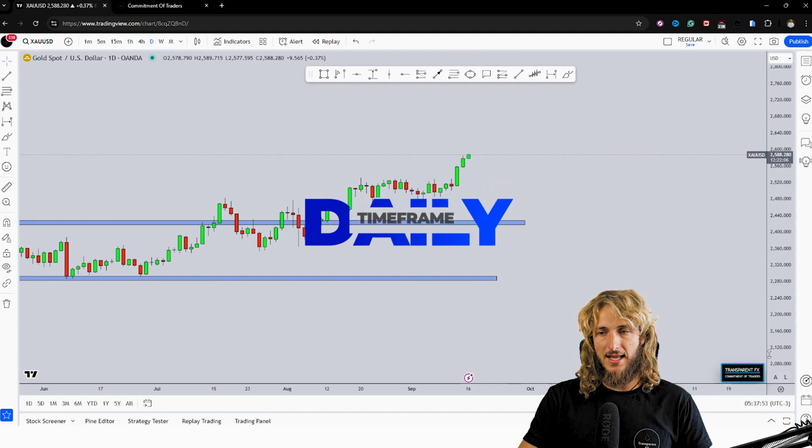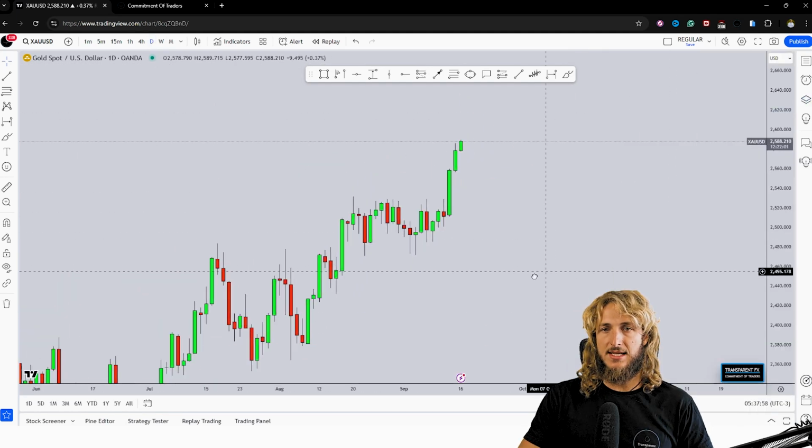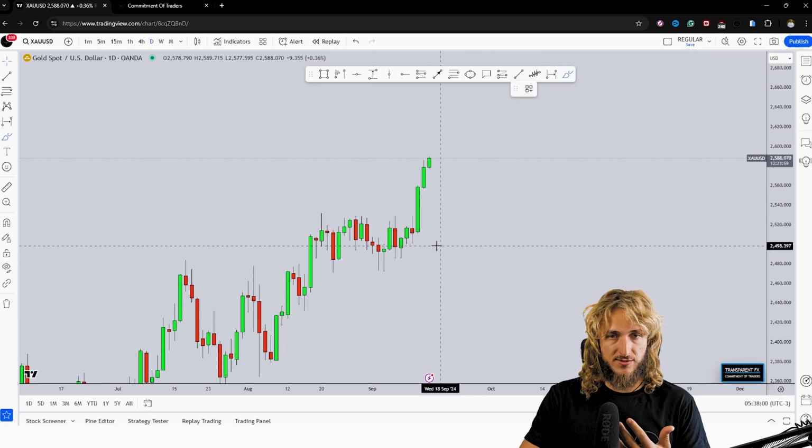Dropping down on the daily time frame, what do we have? Now, from a daily standpoint, what we can notice is that at the moment we are in impulse phase.